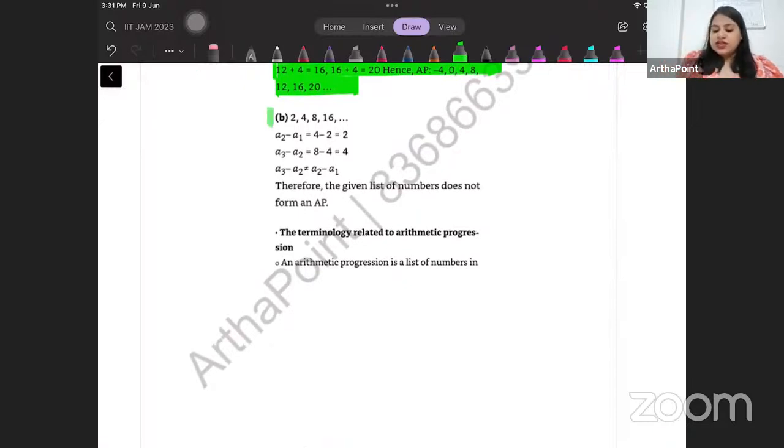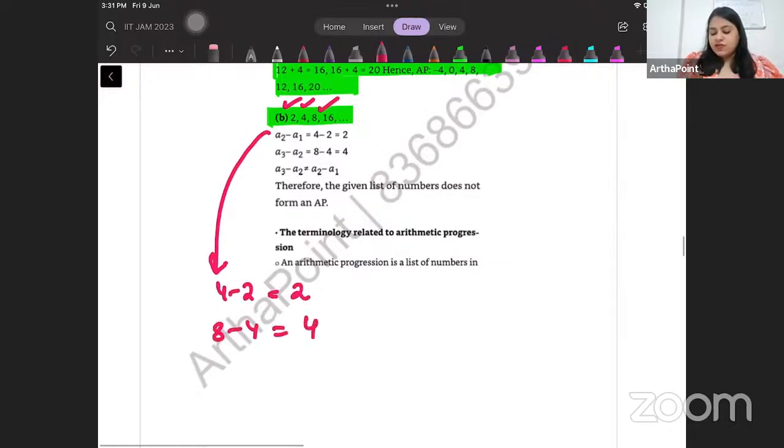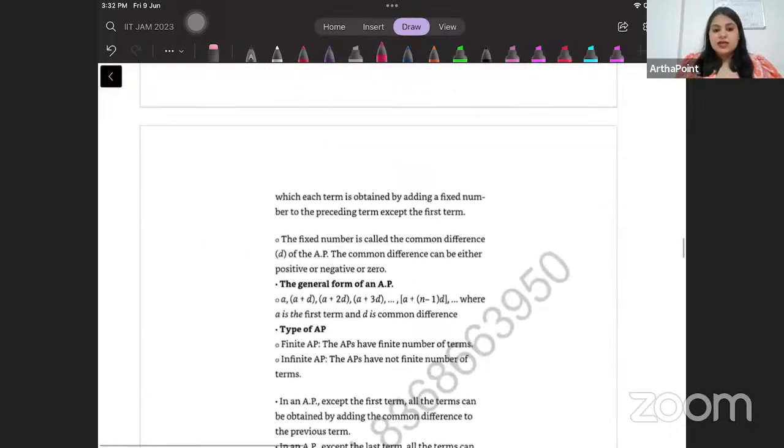So when we come to the next one, it says 2, 4, 8, 16, and so on. Of course, this is not an AP. The difference between 4 and 2 is 2. The difference between 8 and 4 is 4. The difference between 16 and 8 is 8. So the difference is not the same. So these terms do not form an AP, as we can clearly see.